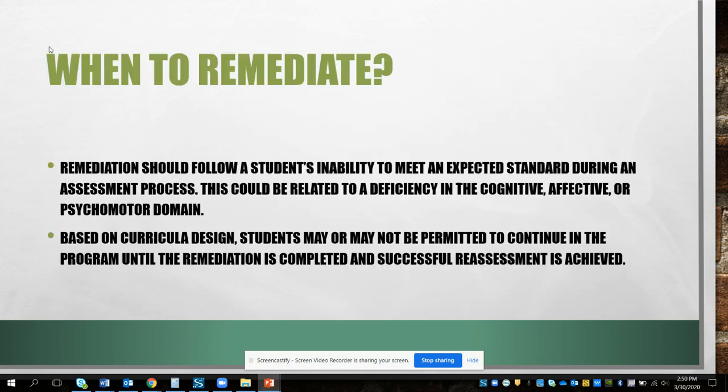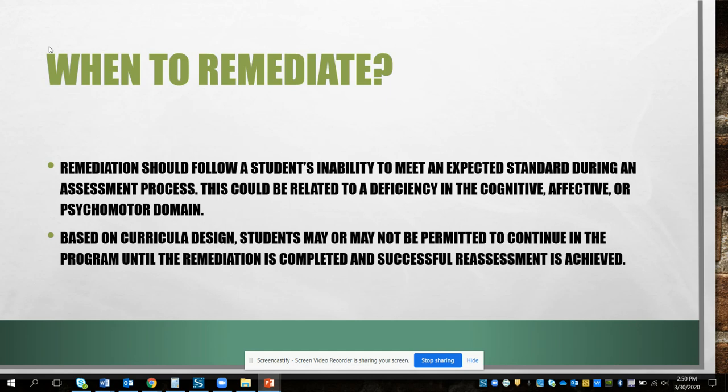So when to remediate? This should follow a student's inability to meet an expected standard during an assessment process, and this could be related to a deficiency in the cognitive, affective, or psychomotor domain. So again, affective is going to be really the hardest to remediate. We have seen some students in the past who had some affective concerns that had to go through clearance, whether that's with a therapist or a psychologist, to get some real answers on the affective side of things and know that they're getting the help that they need.